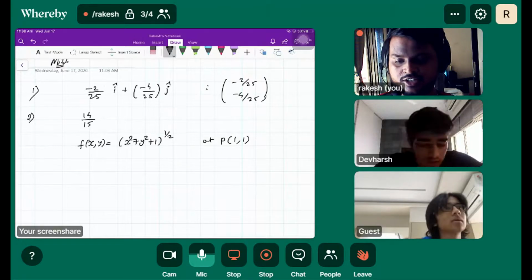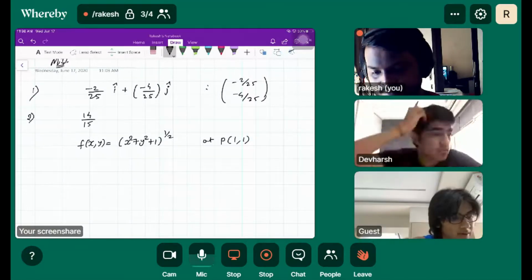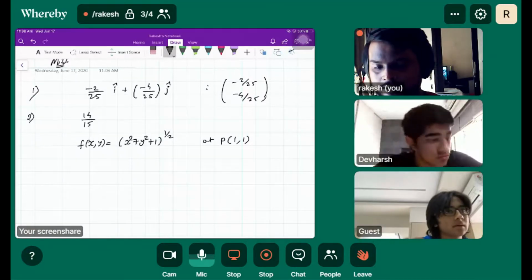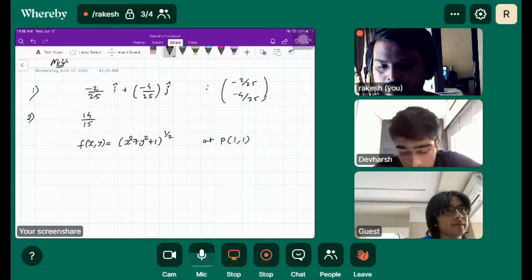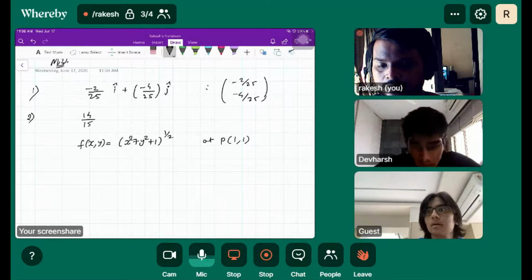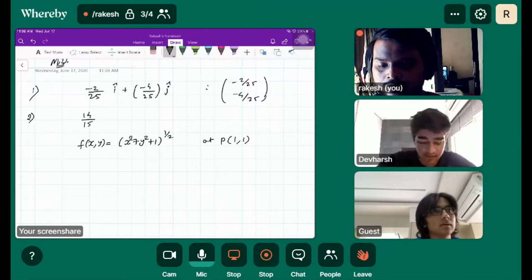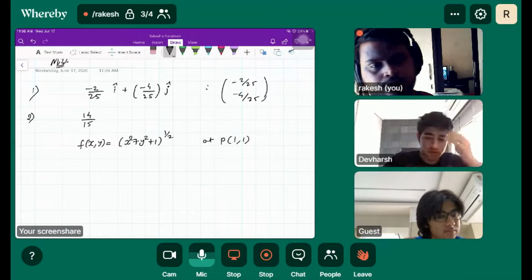So the partial is basically x by root 3, yes. You have to get a root 3, definitely. So it becomes 7 root 3 by 15. Exactly. Yeah, you're right.